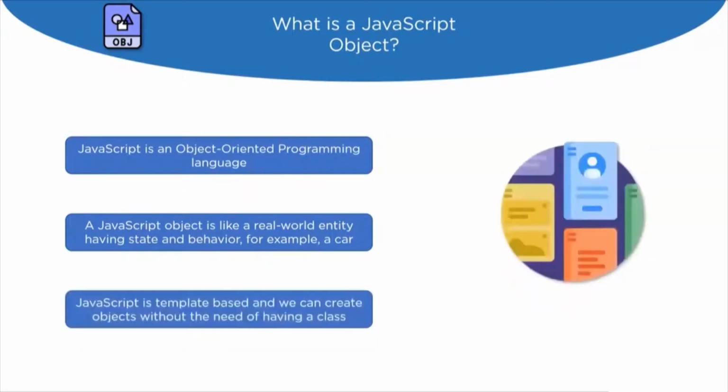JavaScript is template-based and we can create objects without having the need to create a class. Generally, an object is accompanied by a class that defines an object's blueprint, but JavaScript doesn't require any class to be defined for objects.